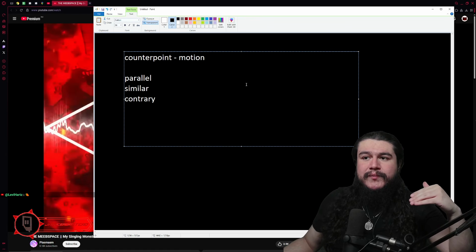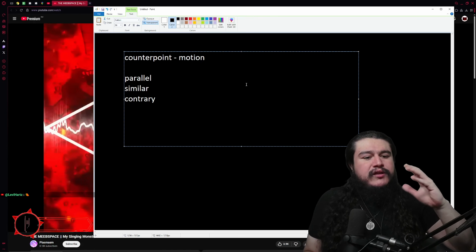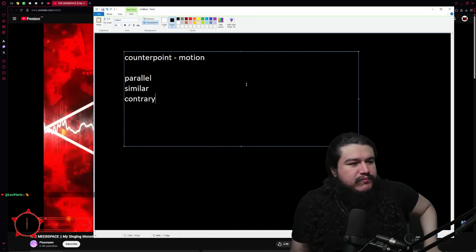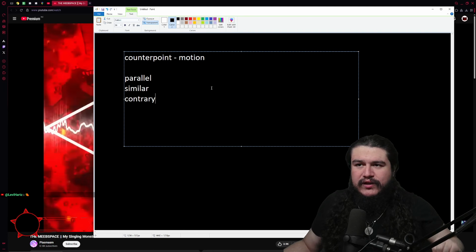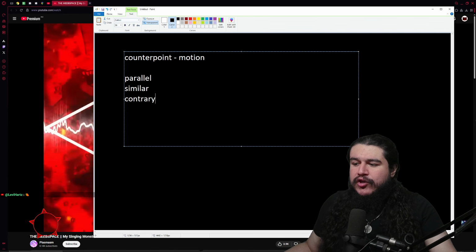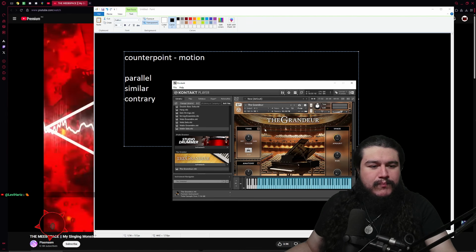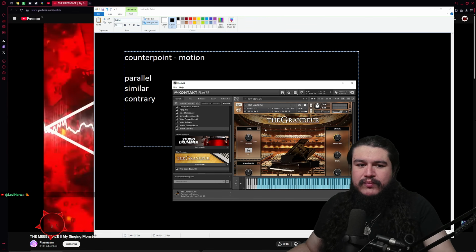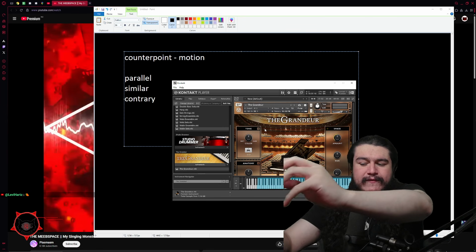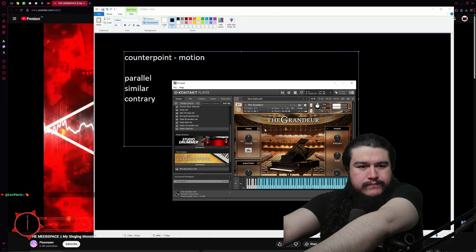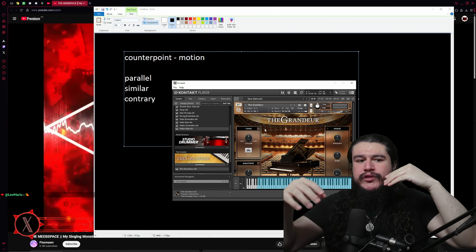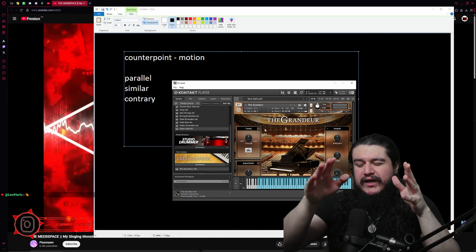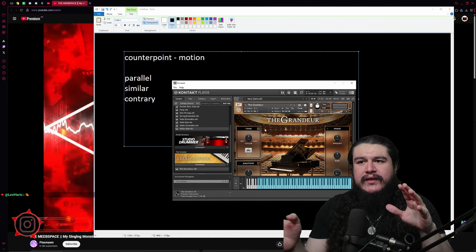Now, all of these can happen diatonically or chromatically. Usually you want them diatonically, and then you engage in chromaticism when you want to modulate, right? I'm not going to go into that too much. So yeah, contrary motion is very simple. Melody number one goes one way, melody number two goes in the complete opposite way, usually 1-2-1, right? That kind of thing.